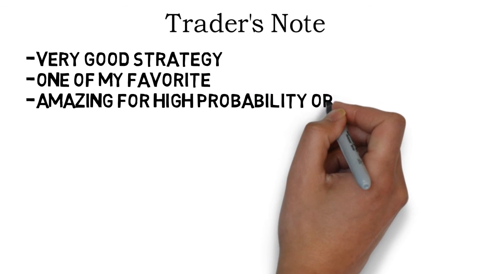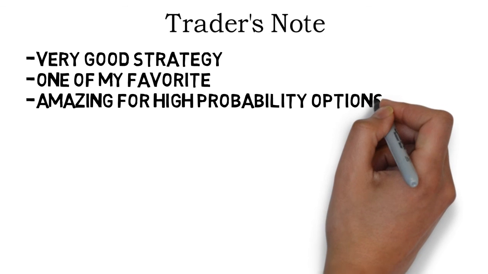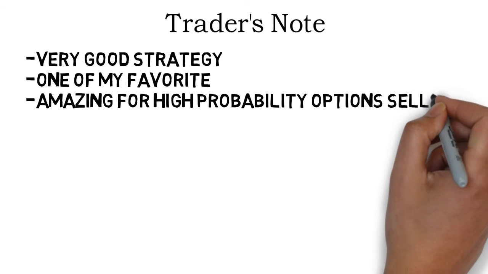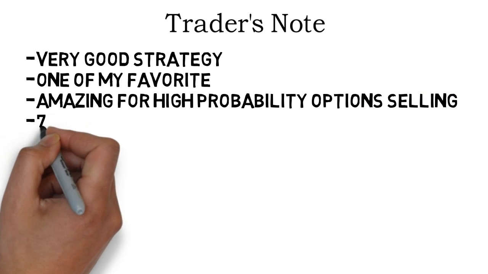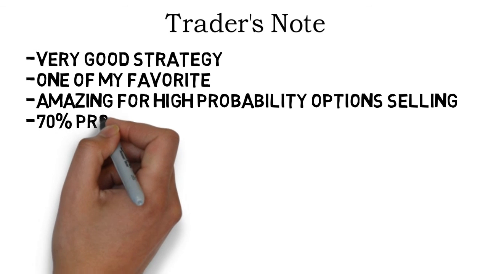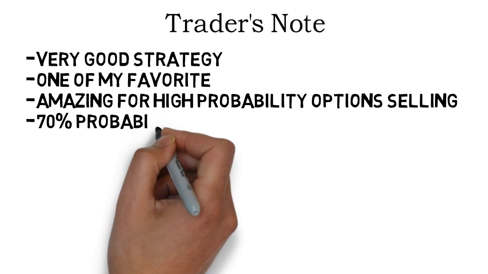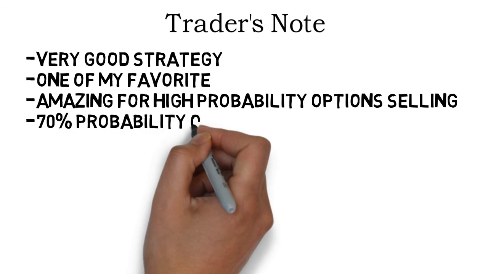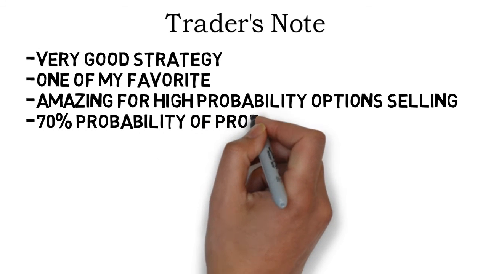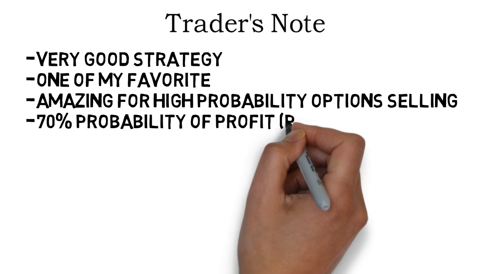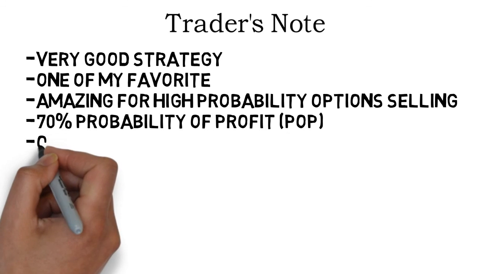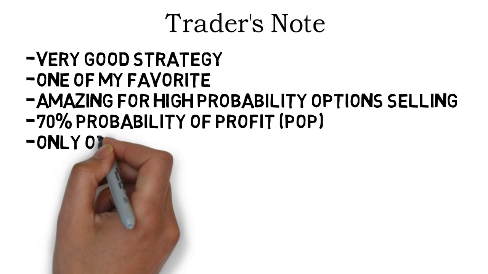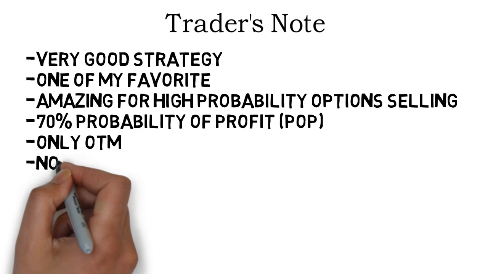Credit spreads are an amazing strategy for high probability option selling, and I usually recommend trading around a probability of profit of 70%, but feel free to experiment with this. Obviously, you should only open credit spreads for credit, and it is best to sell and buy only out-of-the-money options, for credit spreads at least.